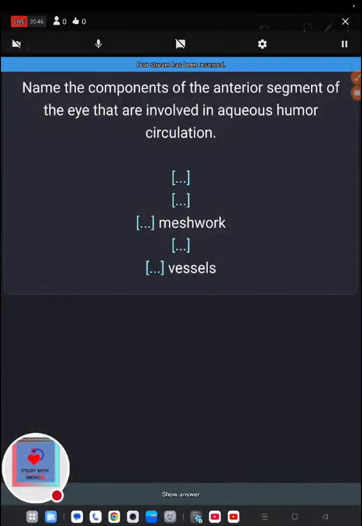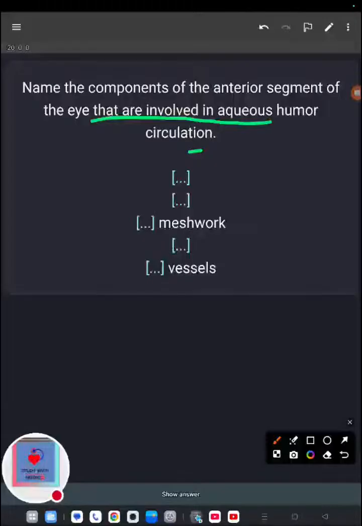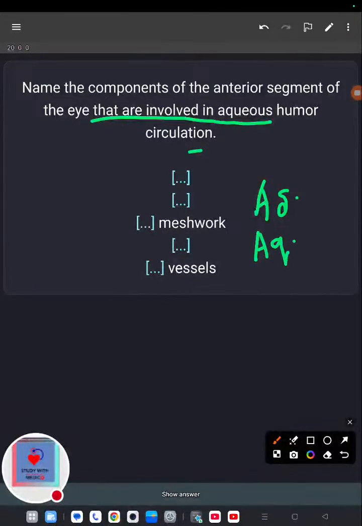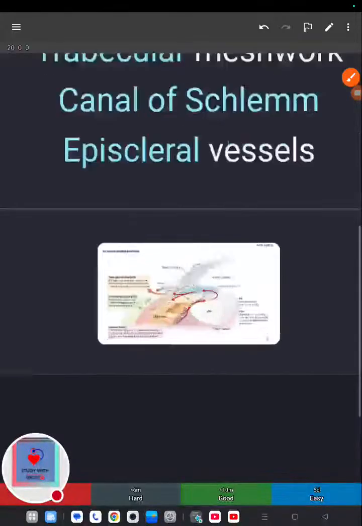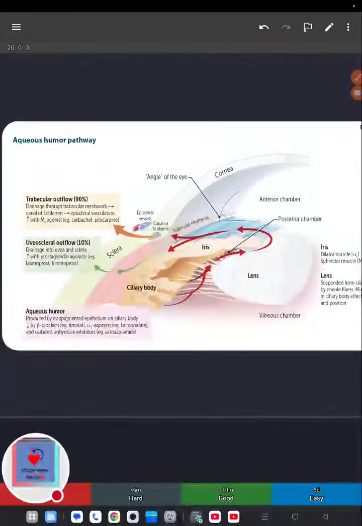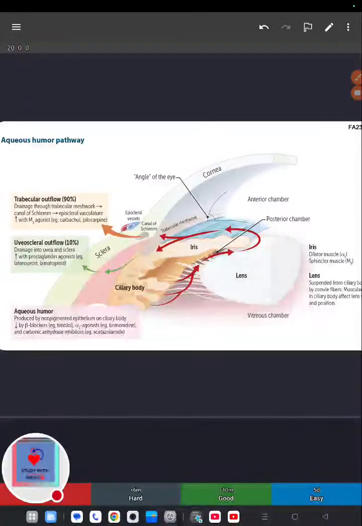Let's start with ophthalmology. Name the components of the anterior segment of the eye that are involved in aqueous humor circulation. This is the total aqueous humor pathway.